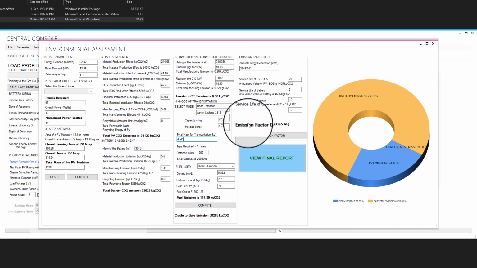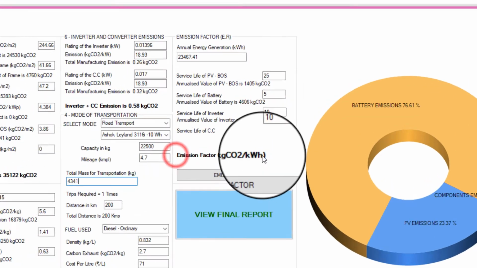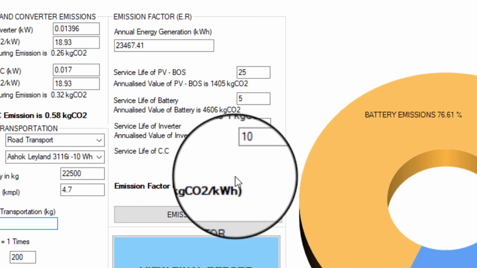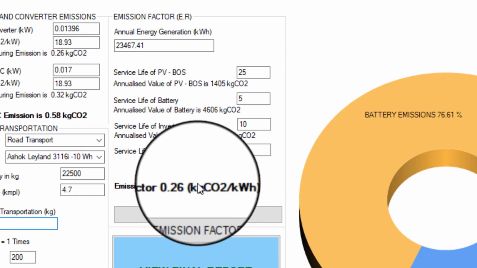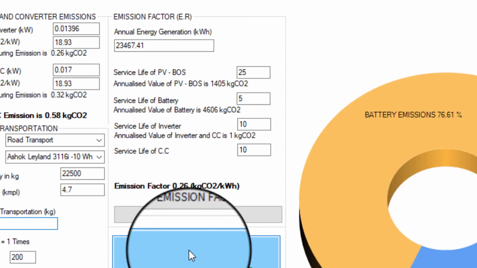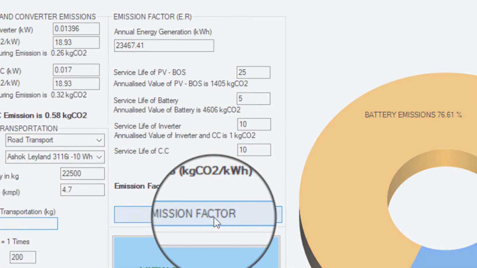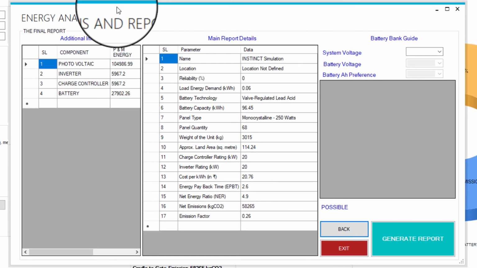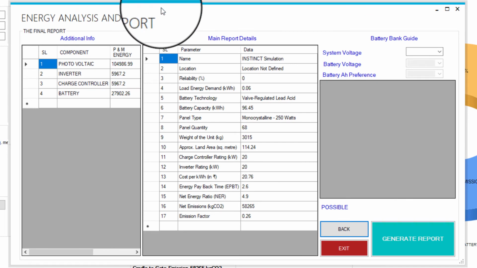So after that we will get an emission factor, which should be low, less than 1. So it's 0.26, which is also pretty okay. We should go, which is also good. Okay, so this is the final energy analysis and report. This gives you all the information about the sizing, the characteristics, everything about the particular design system.